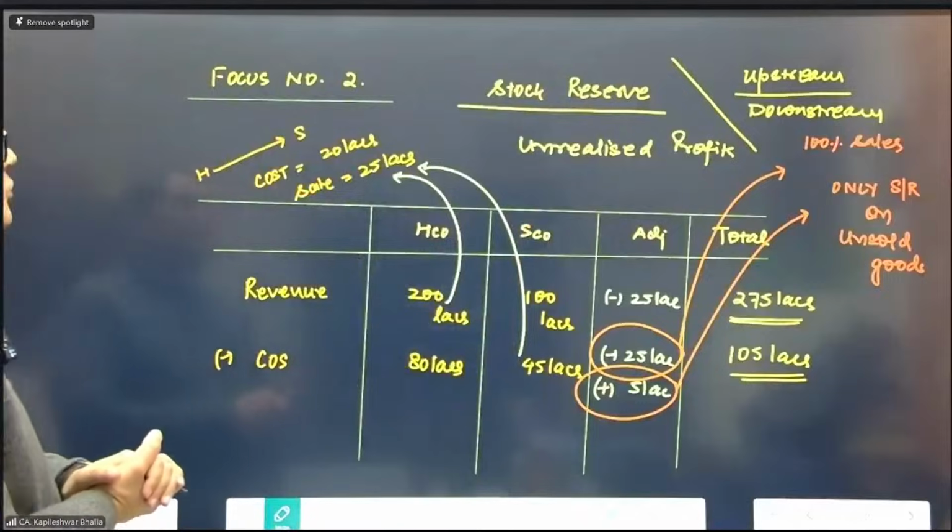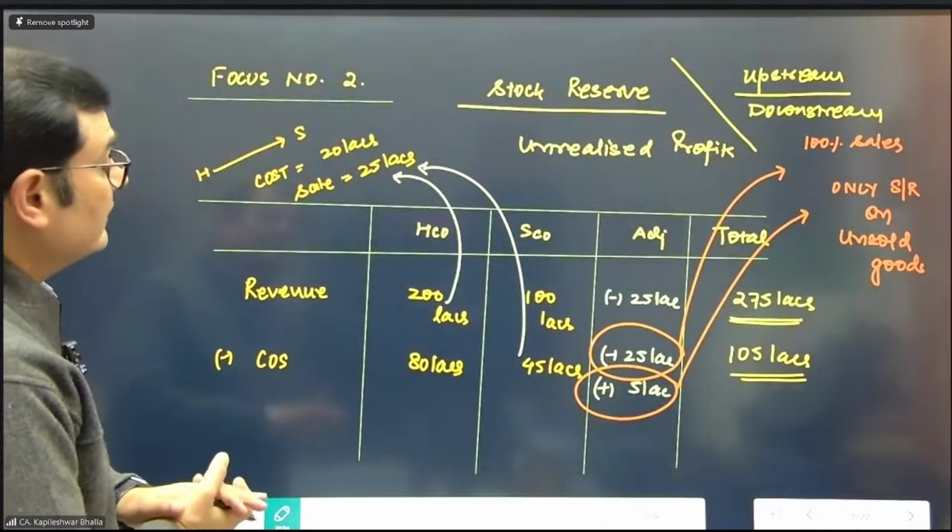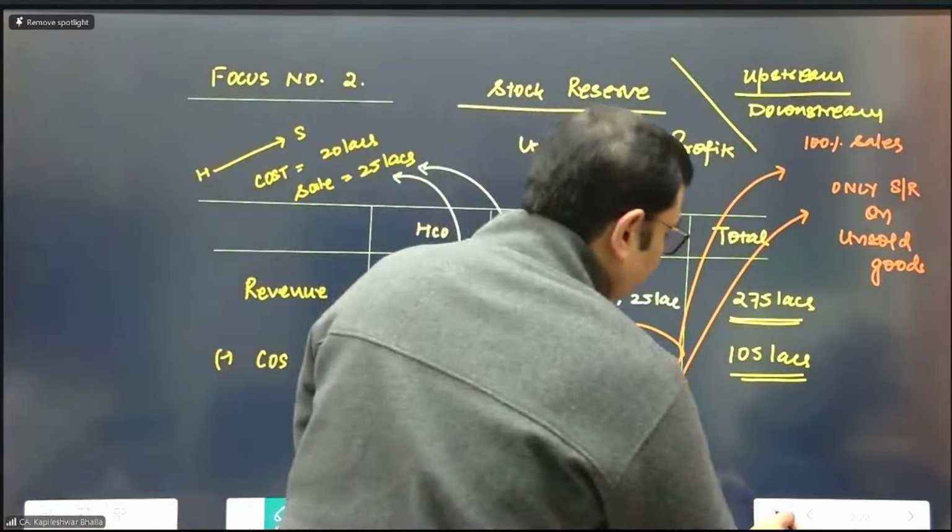Great. So this is going to be the focus number 2, aggregation of income and expense. Now comes the focus number 3.